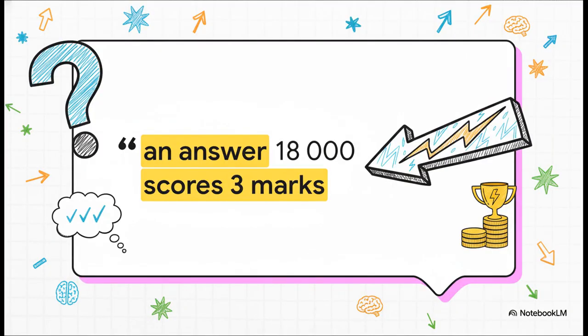Now, check this out, because this is where it gets really interesting. This is a direct quote from the official guidance. It says, an answer 18,000 scores 3 marks. That means if you just write down 18,000 with no working at all, you get full marks. It's a risky strategy, for sure, but it shows you just how crucial getting that final number exactly right is.